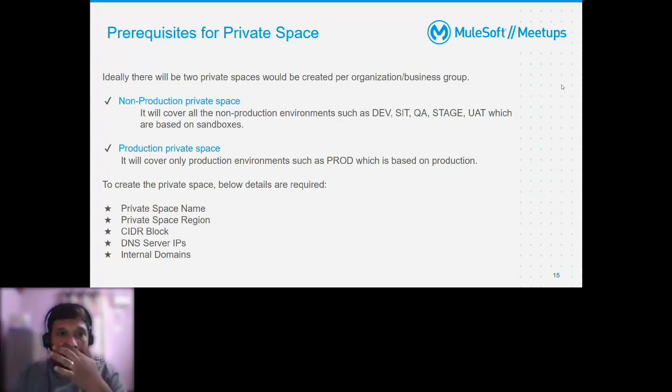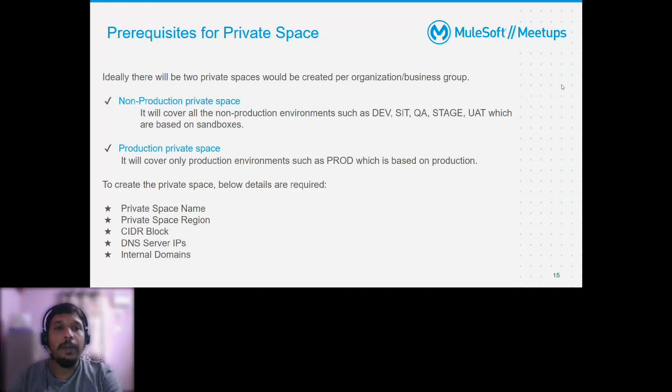Now, what are the prerequisites that you need for the private space? There are five things that you require: the private space name, the private space region, the CIDR block, the DNS server IP, and internet domains. Let's see them one by one.